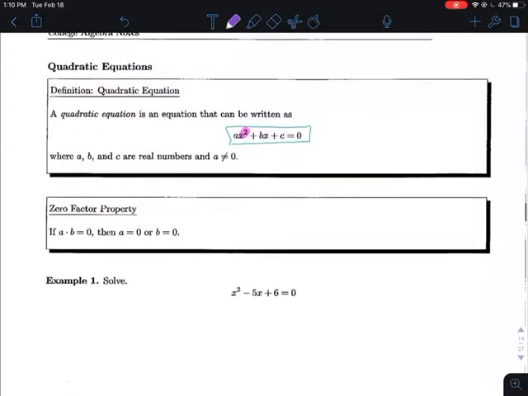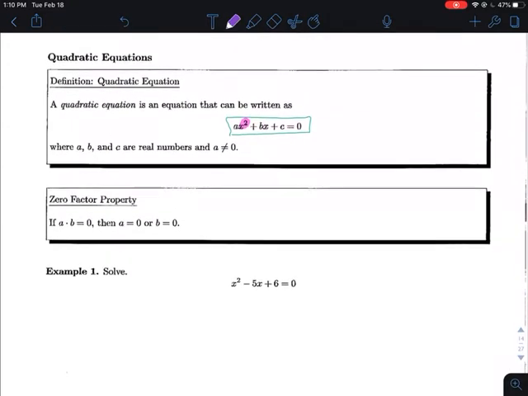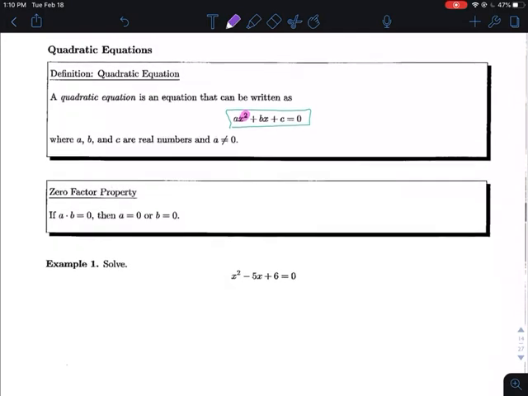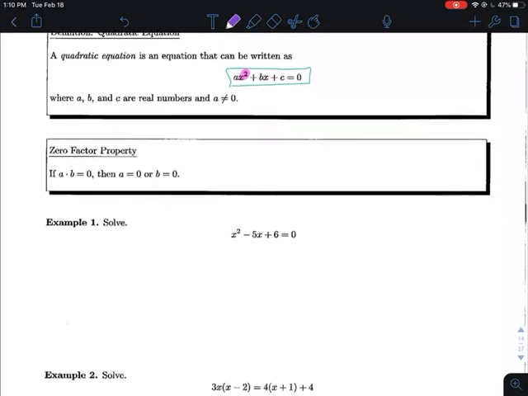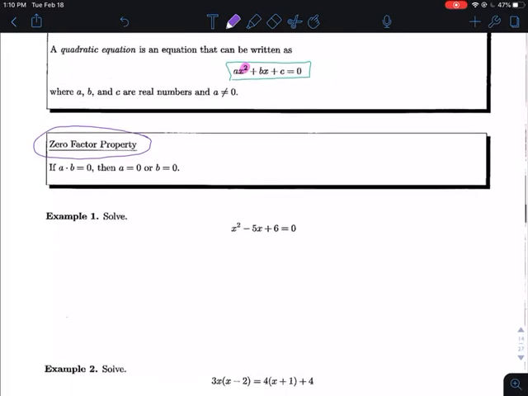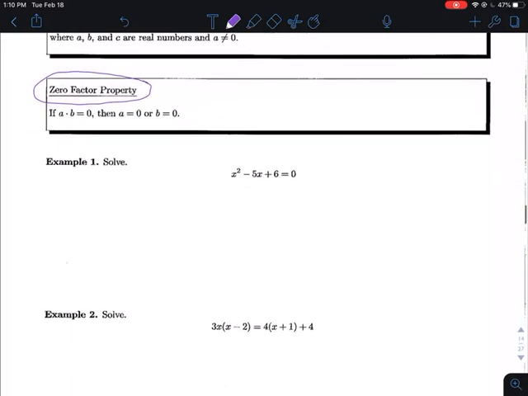In this lesson, we're going to learn how to solve quadratic equations using different types of methods. The first method we'll be using is factoring, the zero factor property. So we'll be factoring again, and we'll talk about how that works.